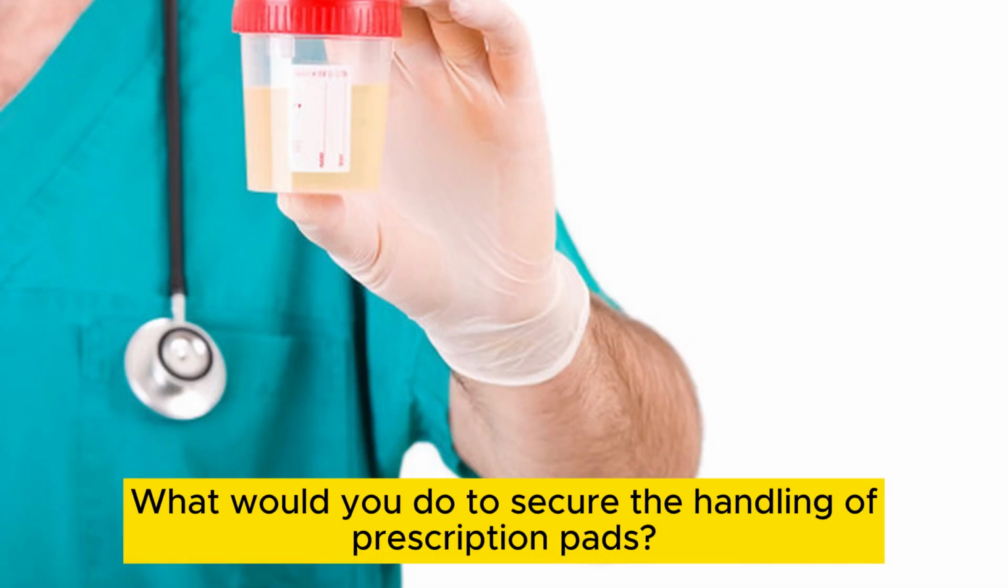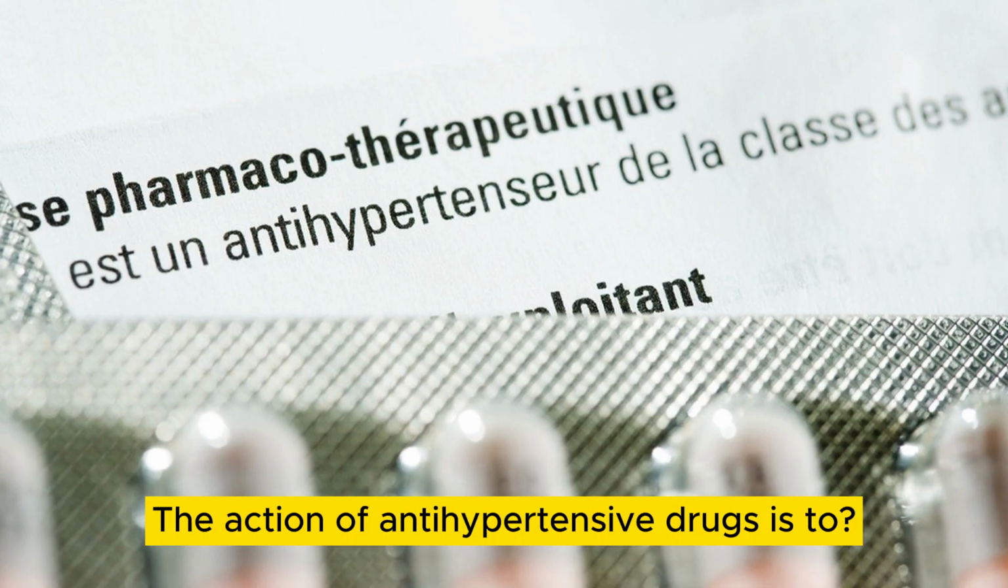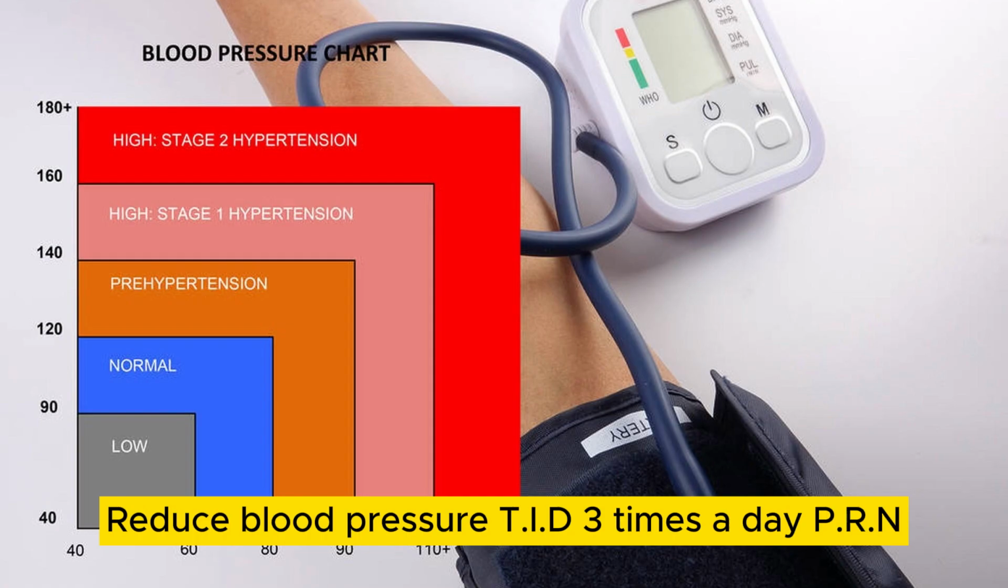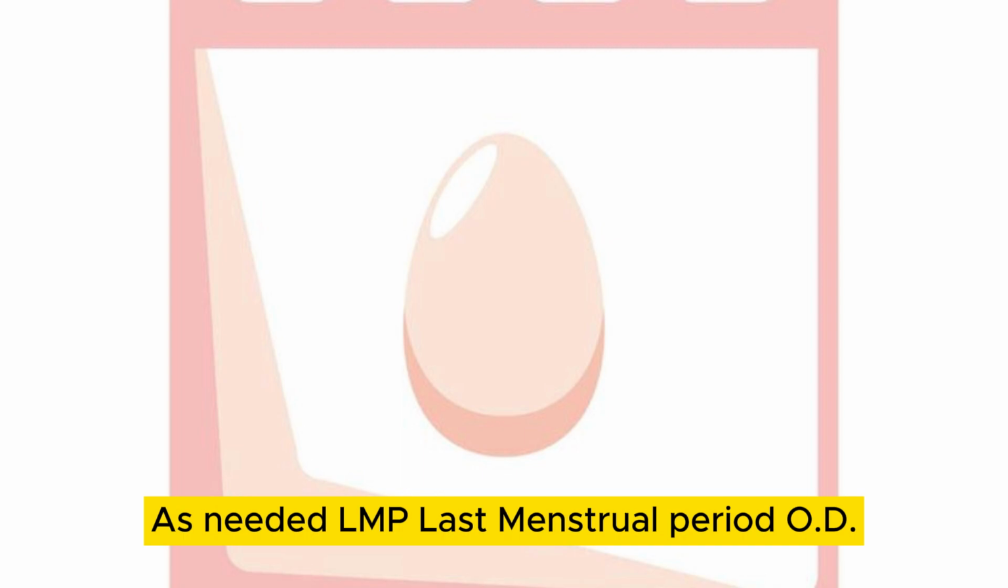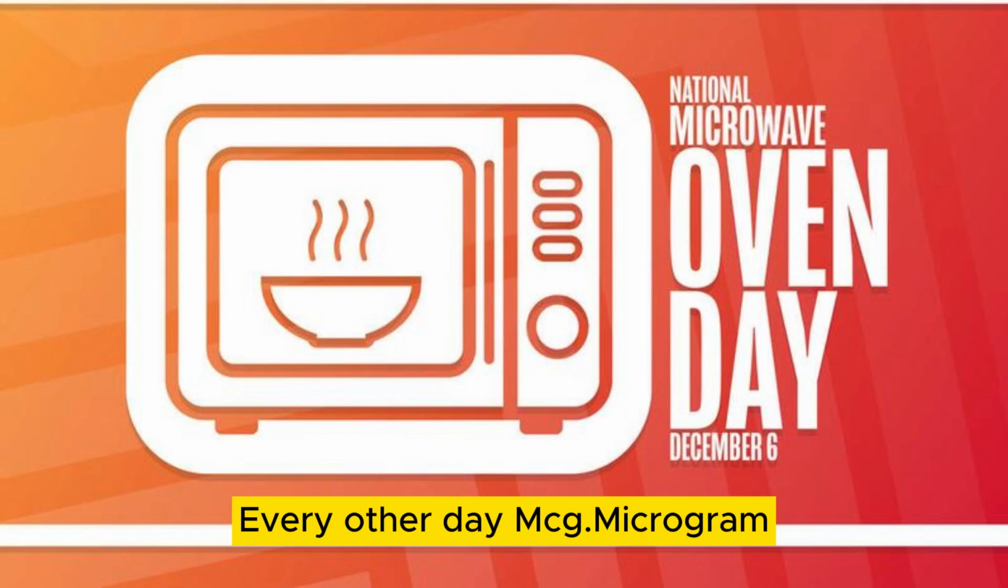What would you do to secure the handling of prescription pads? Suggest that the physician write prescribed amounts of medication in both numerals and words. The action of antihypertensive drugs is to reduce blood pressure. TID: 3 times a day. PRN: as needed. LMP: last menstrual period. OD: right eye. HCT: hematocrit. CA: carcinoma. QOD: every other day. MCG: microgram.